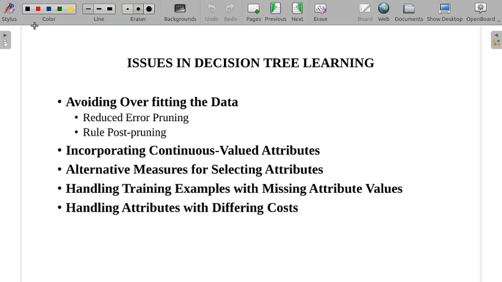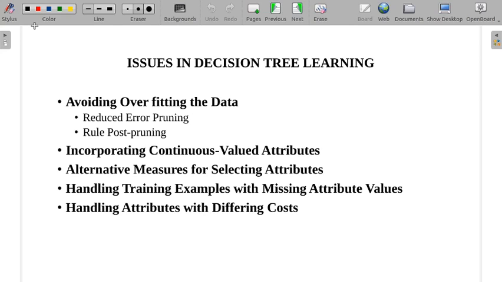Our next topic is issues in decision tree learning. These are the main things we will be discussing one by one. The first one is avoiding overfitting the data, in that reduced error pruning and rule post pruning. We will discuss incorporating continuous valued functions. Continuous valued means numbers like 1, 2, 3, 4, and other real numbers and fractions.